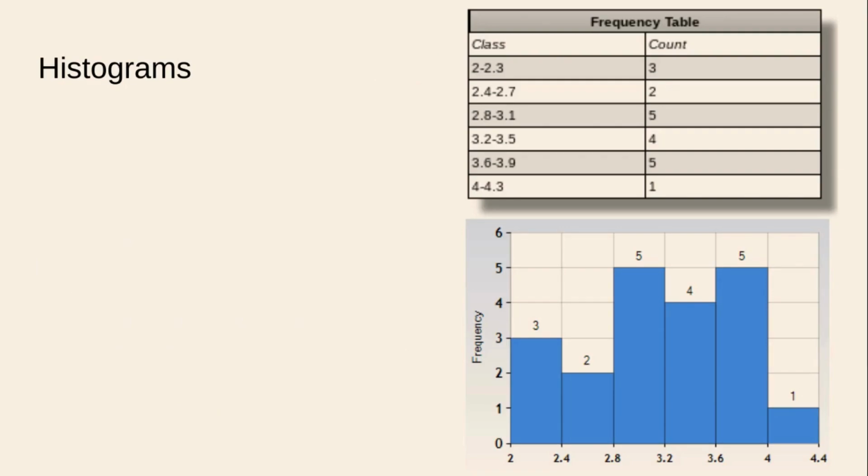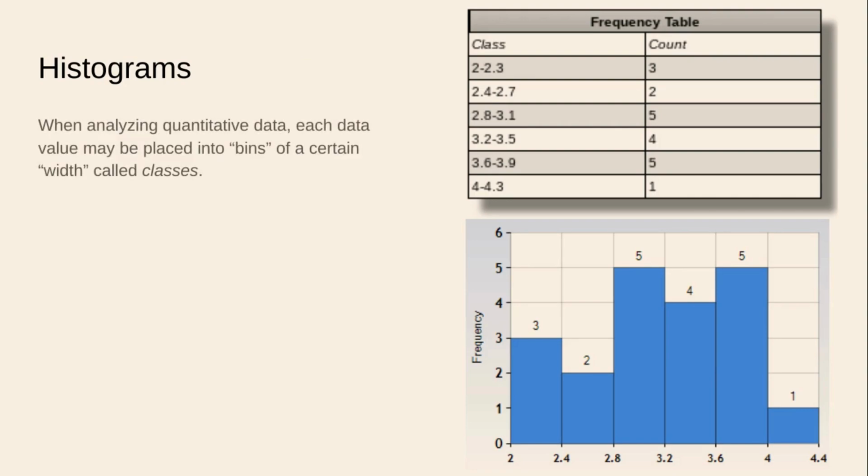Histograms. This is the first type of graphic display that we're going to be looking at for quantitative variables. When analyzing quantitative data, each data value may be placed into bins of a certain width called classes. So look at this frequency table right here. We have different classes, and data values can fall into any of those classes. Apparently, there are 3 values between 2 and 2.3 inclusive.